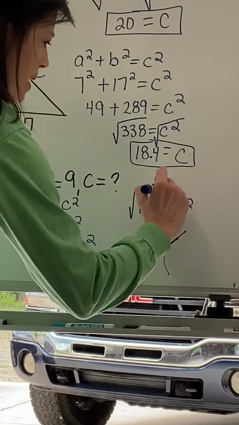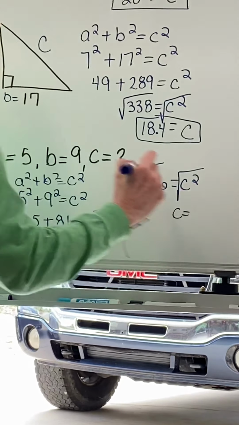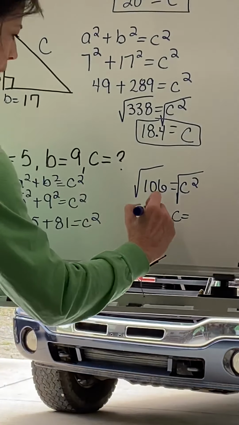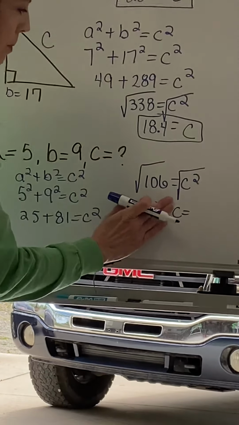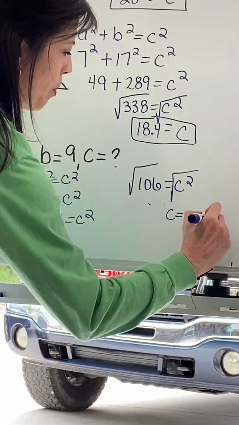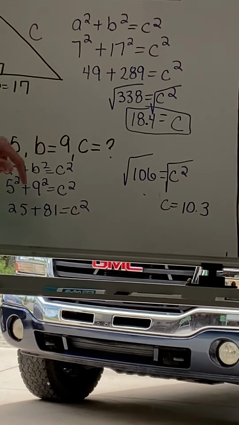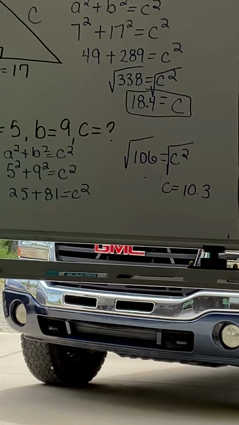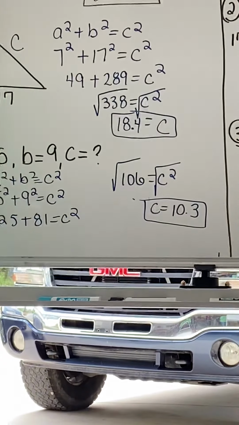And your last step, again, is going to be to take the square root, and C is going to be on this side, and the square root of 106 is 10.3. And just like on the problems above, this would have to be the longest or the biggest number. So if you have a 5 and a 9, 10.3 does fit right there. So that would be the hypotenuse measurement for this.